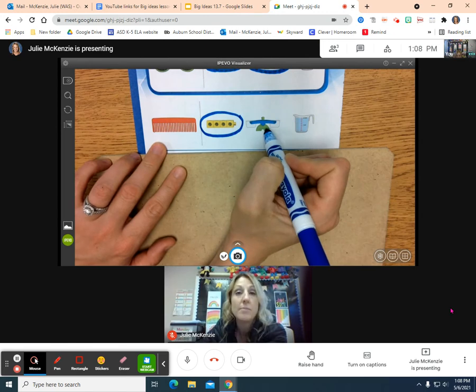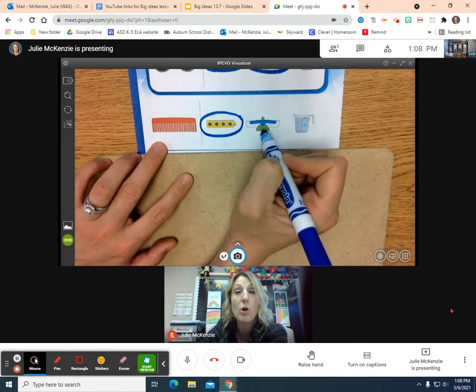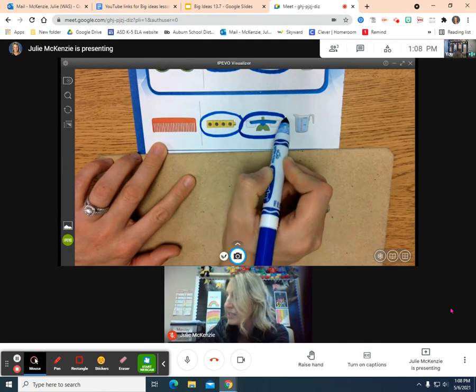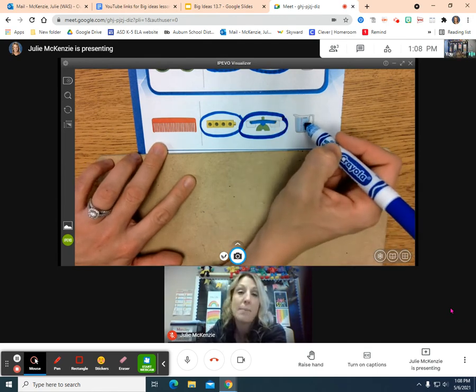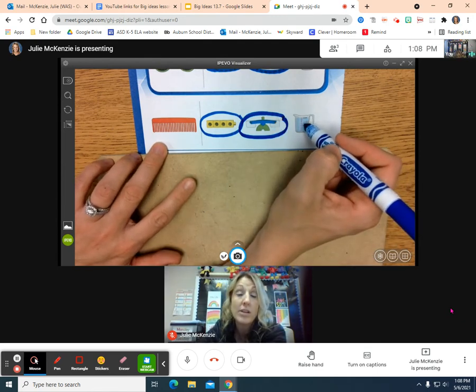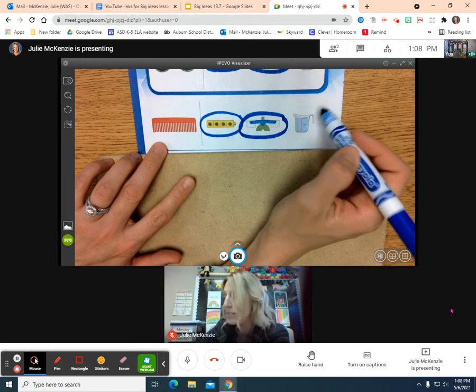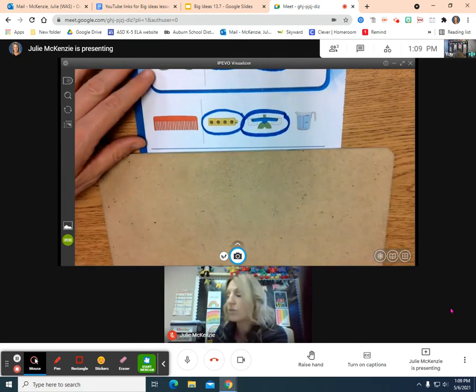Could we use a scale and try to find out how much a comb weighs? Yes, that is possible. This comb has weight. Does the comb have capacity? Can the comb be filled up with something? Can we measure how much of something the comb can hold? No, this comb does not have capacity, so don't circle that one.